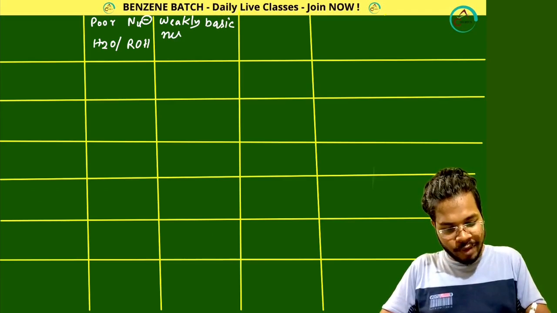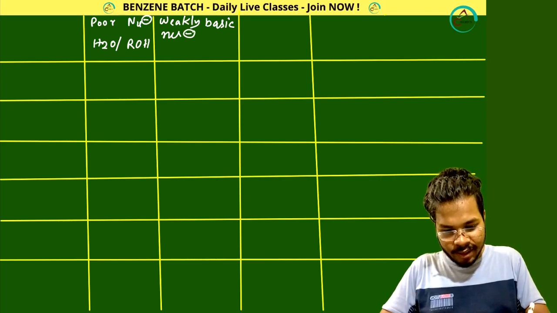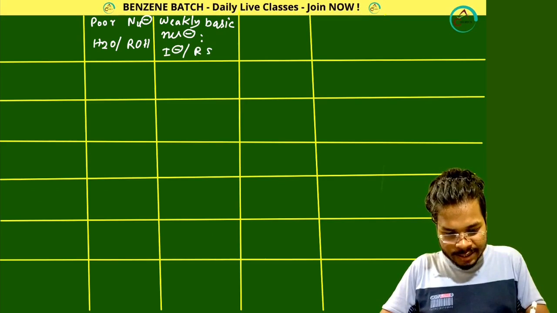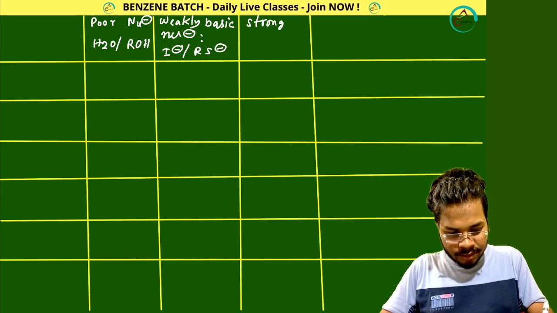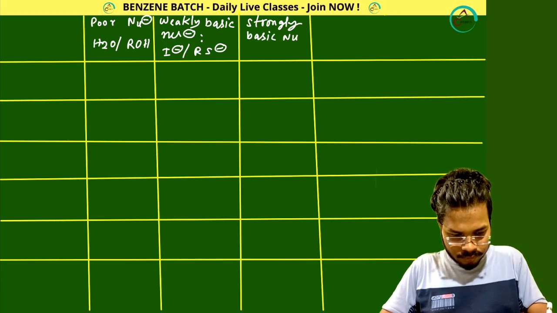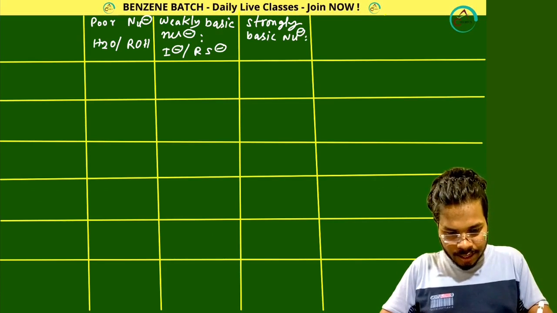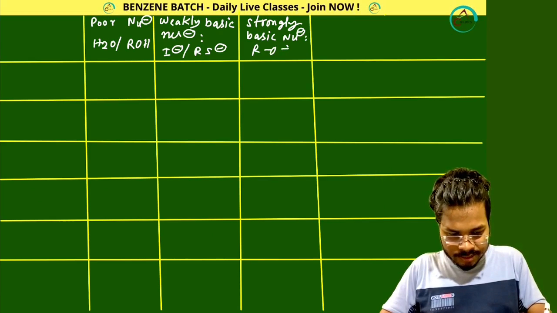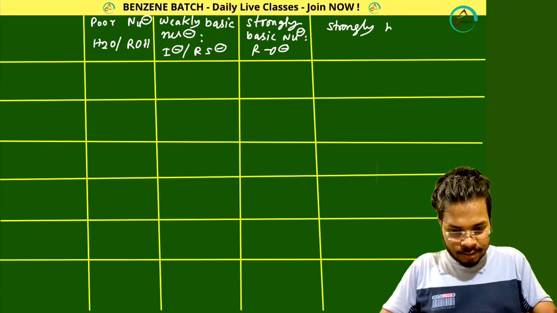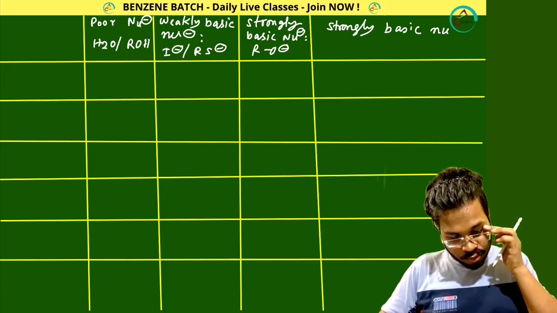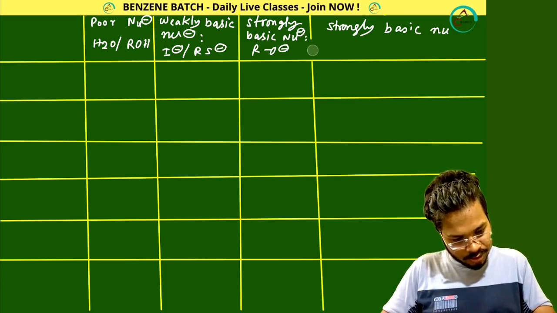So poor nucleophile, weakly basic nucleophile, examples are like I minus, then RS minus, done. Strongly basic nucleophile, like RO minus, then strongly basic nucleophile. Okay, so I have to add something over here.